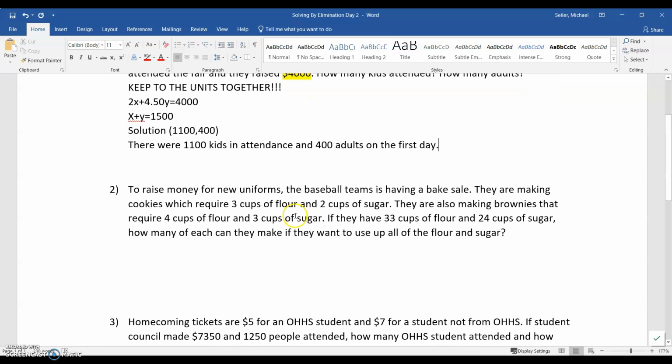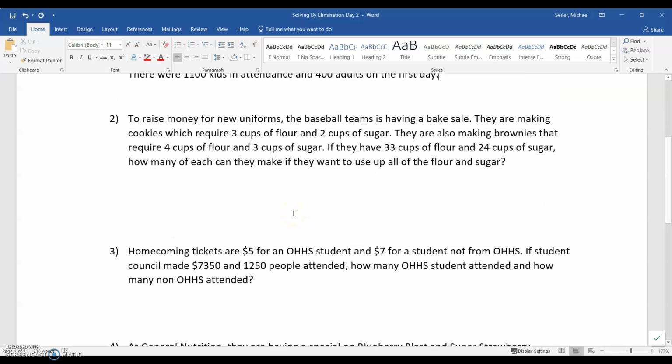So for number 2, it says that to raise money for new uniforms, the baseball team is having a bake sale. They're making cookies, which require 3 cups of flour and 2 cups of sugar. They're also making brownies that require 4 cups of flour and 3 cups of sugar. If they have 33 cups of flour and 24 cups of sugar, how many of each can they make if they want to use up all the flour and sugar?